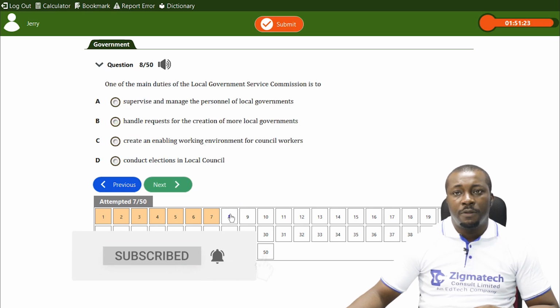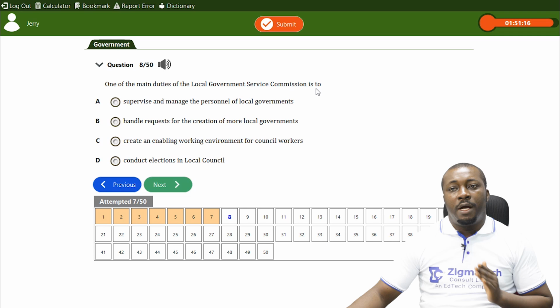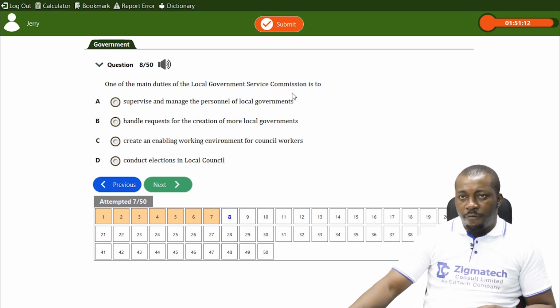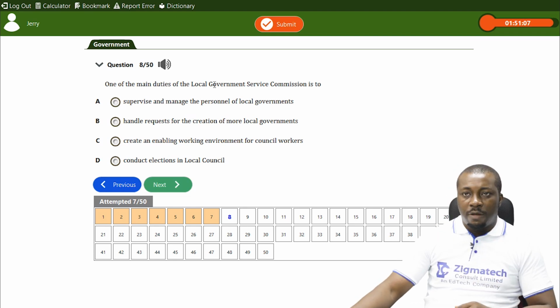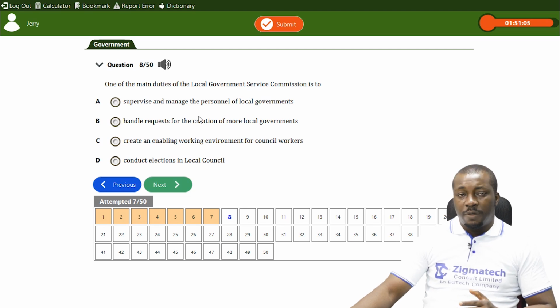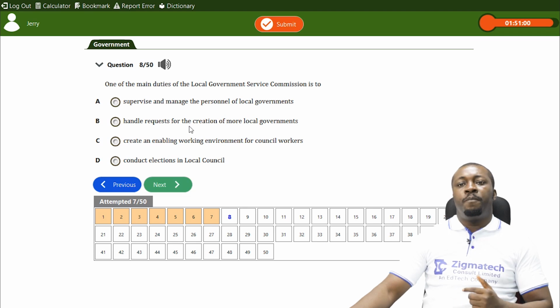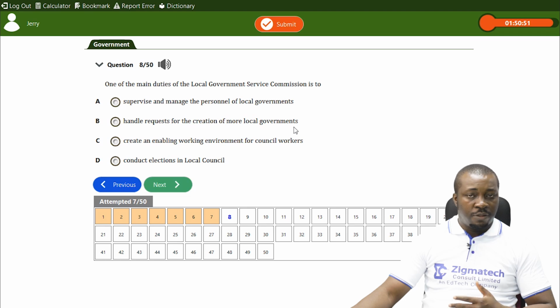Now, this question says, one of the main duties of the Local Government Service Commission is to, now this tests your knowledge on 1976 local government reform. You know, the 1976 local government reform establishes the Local Government Service Commission, which is responsible for the senior staff of local government. Now, if you look at the options, it says supervises and manages the personnel of local government. That's A. B says, and those requests for the creation of more local government, it does not do that.